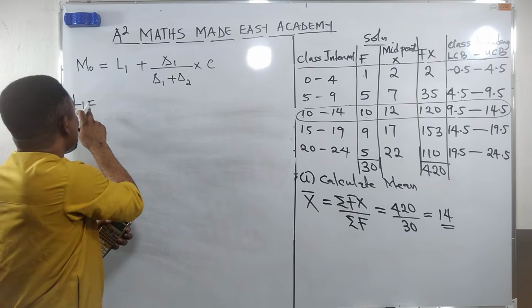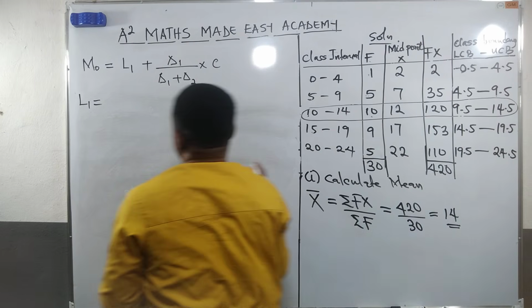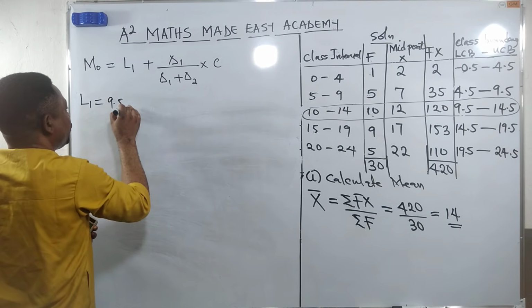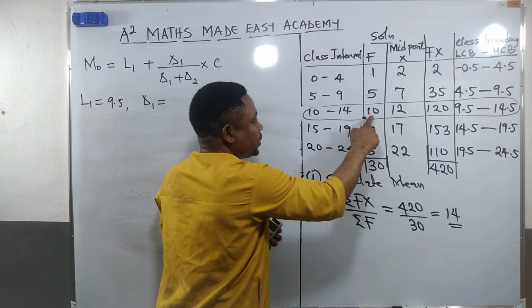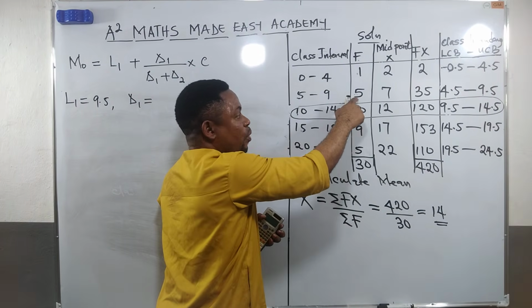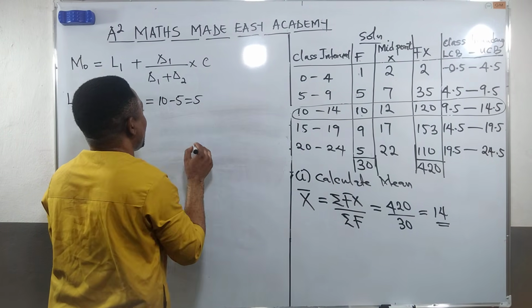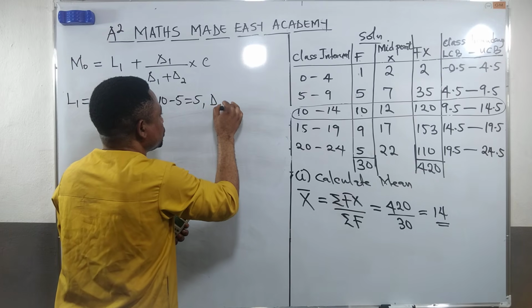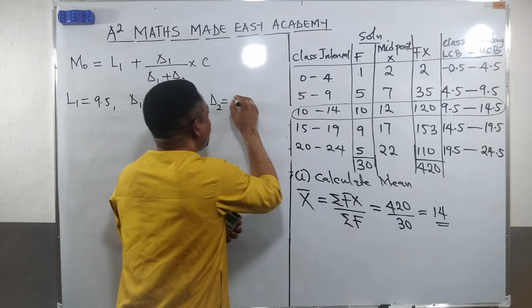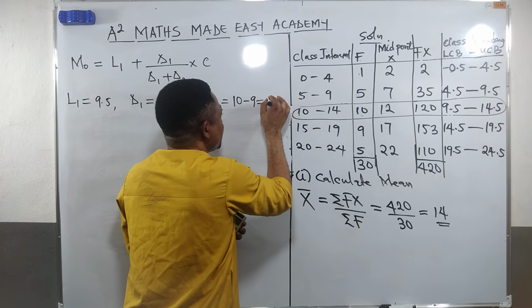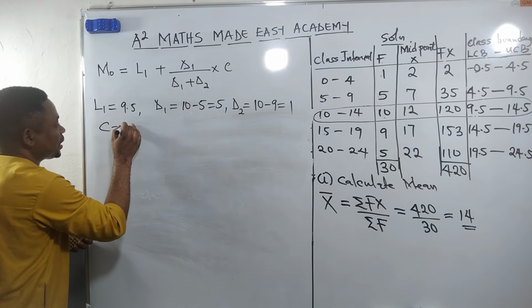L1 is the lower class boundary of the modal class, which is 9.5. Then D1 means the modal frequency minus the one above, which is 10 minus 5, the answer is 5. Then we move to D2, the modal frequency and the one below, 10 minus 9, which is 1. Then lastly is our C, the class size, which is 5.